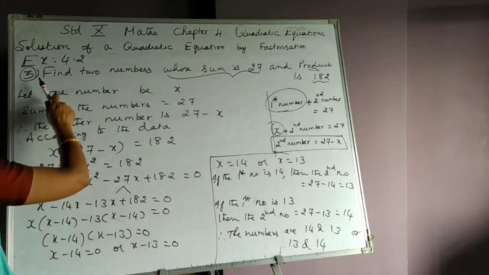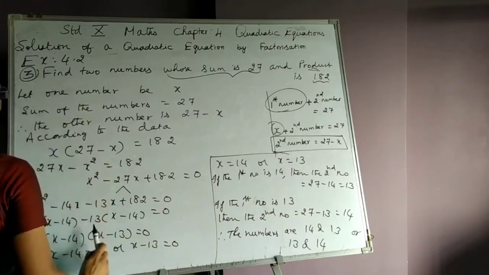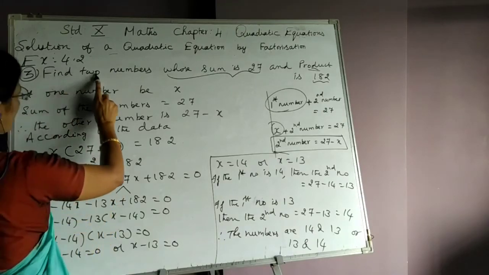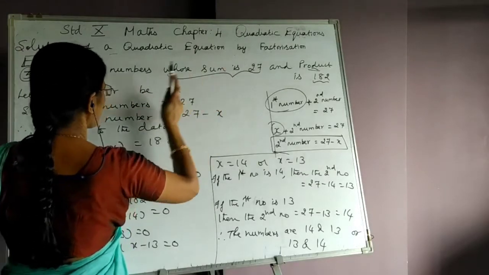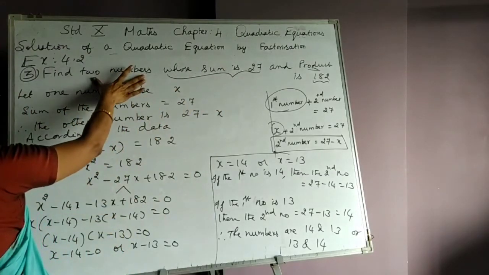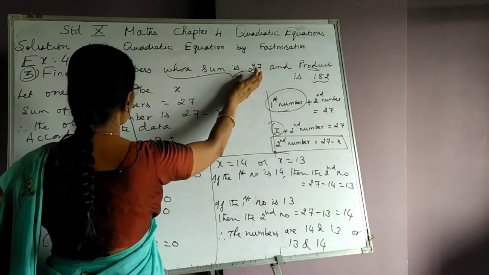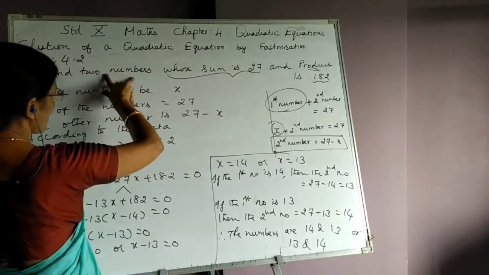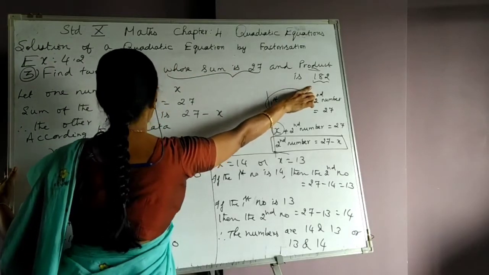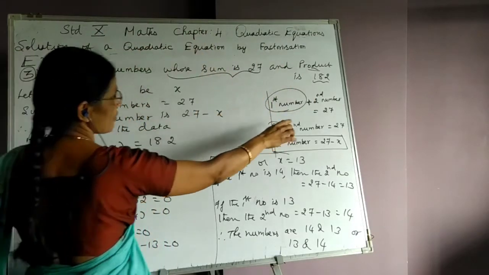So, let us recall what we have written here. Find two numbers whose sum is 27. The question is to identify two numbers. If we add the two numbers, we should get 27, and if we multiply the same two numbers, we should get 182. So one number we have taken as x.